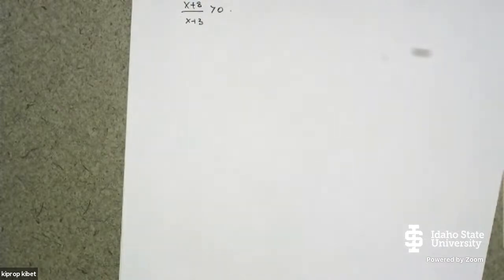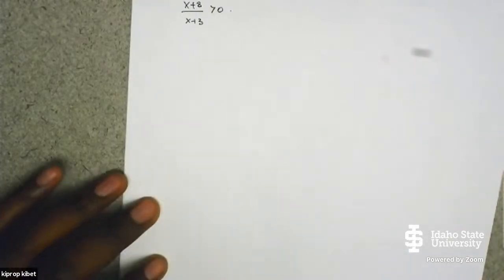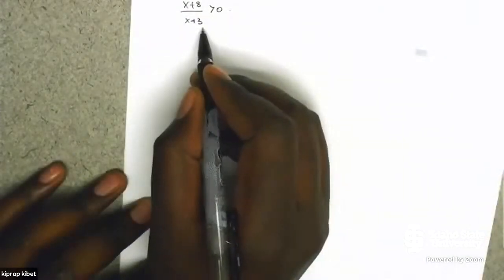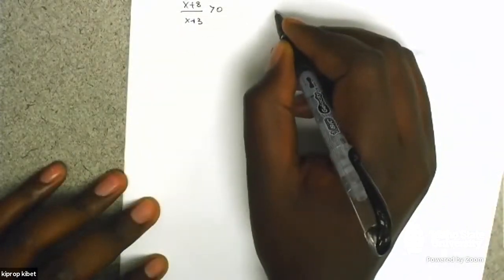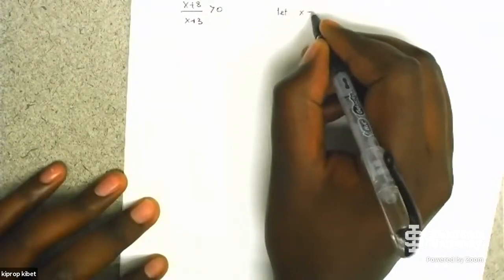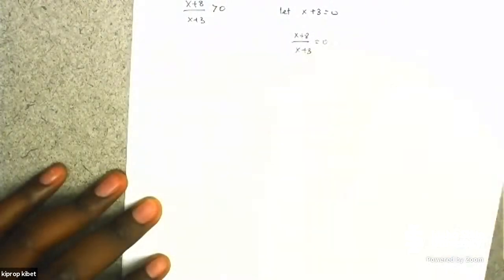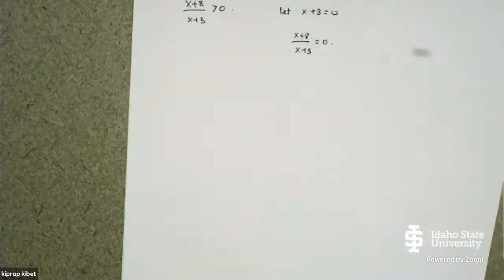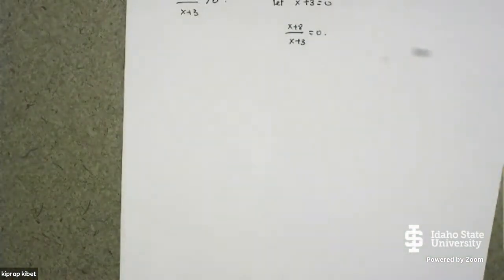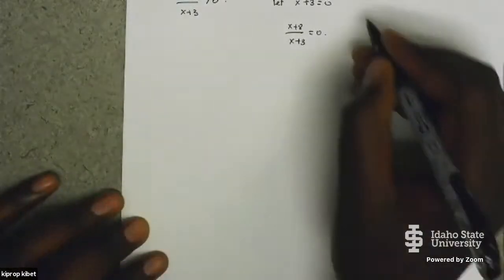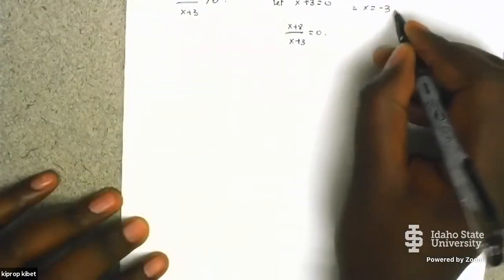Now, to get the intervals on the Cartesian plane, what you do is you can start by equating the denominator to be equal to 0. So you let x plus 3 be equal to 0. Now, since x appears in both, you can also let x plus 8 all over x plus 3 be equal to 0. So you get the values of x. So in this case, our x is equal to negative 3.